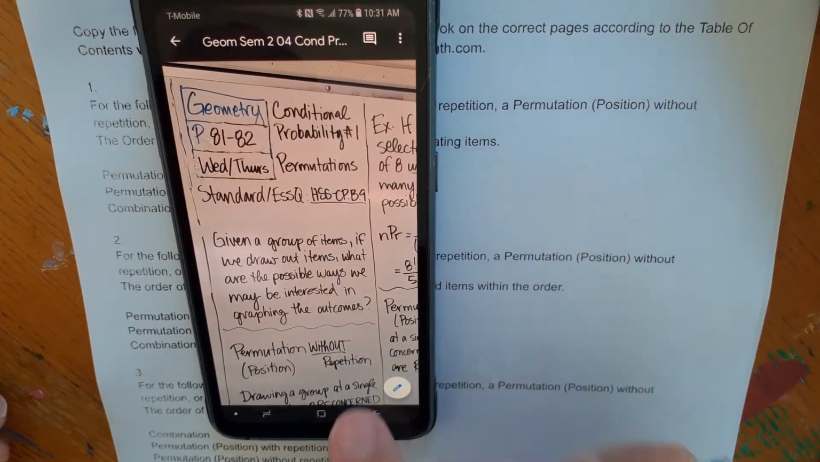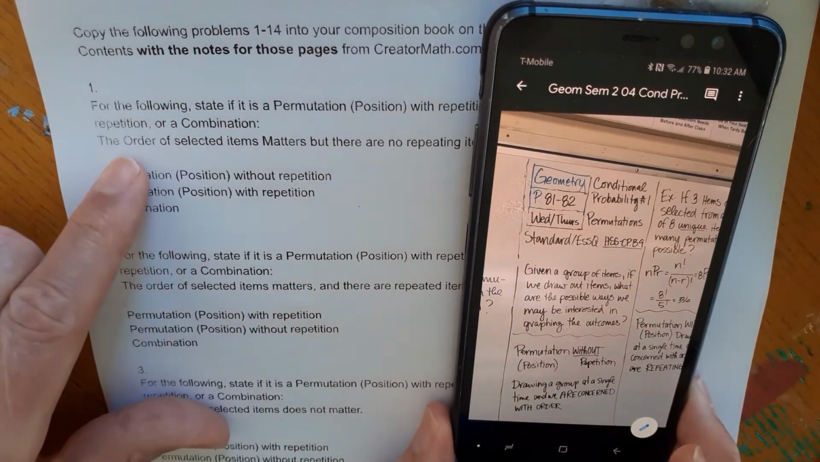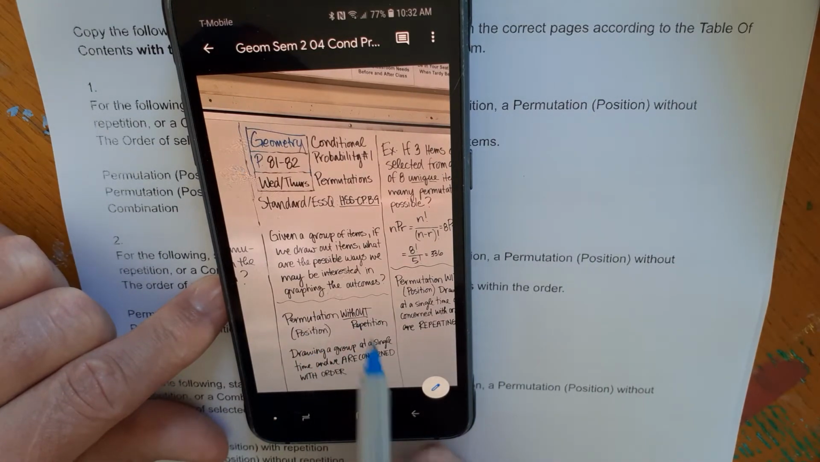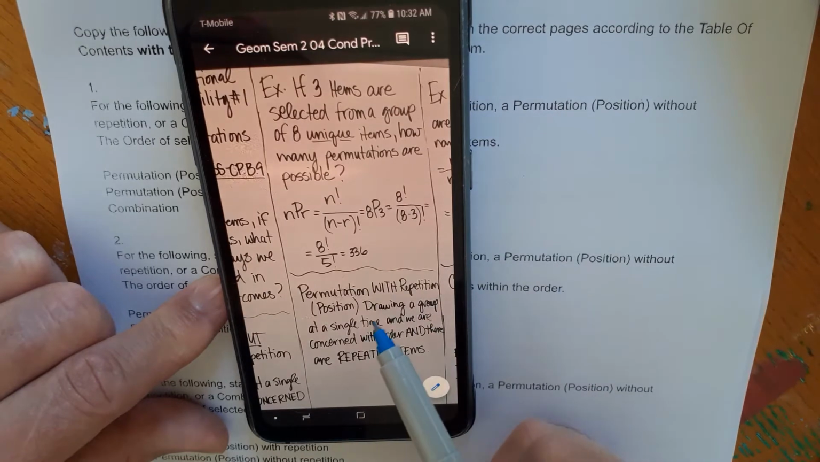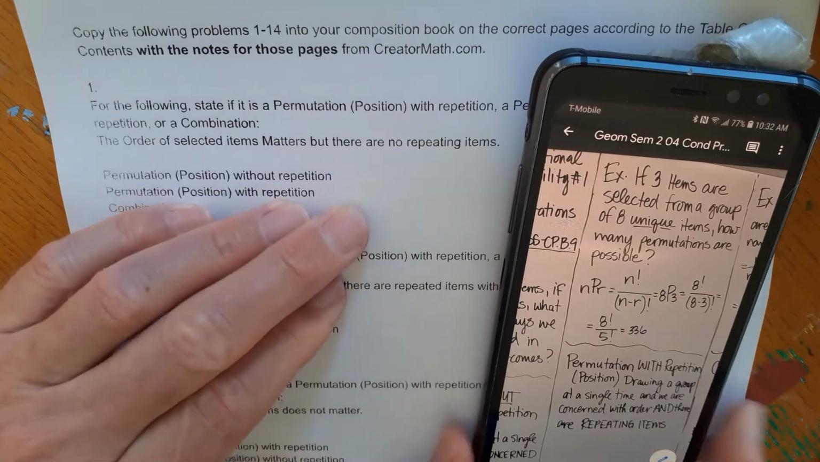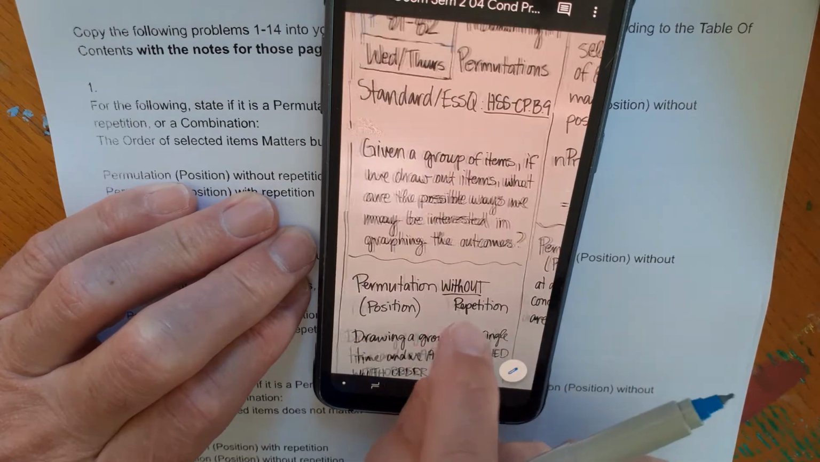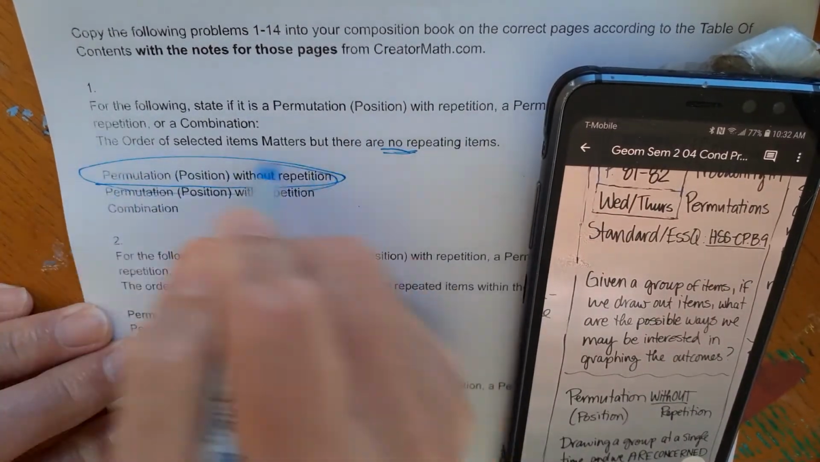So let's see here. Drawing a group at a single time, and we are concerned with order. So this one says order of selected items matters. So that could be a permutation without repetition, right? And then there's another one, permutation with repetition. This is drawing out a group. So we need these definitions. Drawing out a group at a single time, and we are concerned with order, and there are repeating items. So the question is, right here, look at this, no repeating items. So it's not a permutation with repetition. There's no repeating items apparently, right? So we're going to do permutation without repetition, right? This one right here.